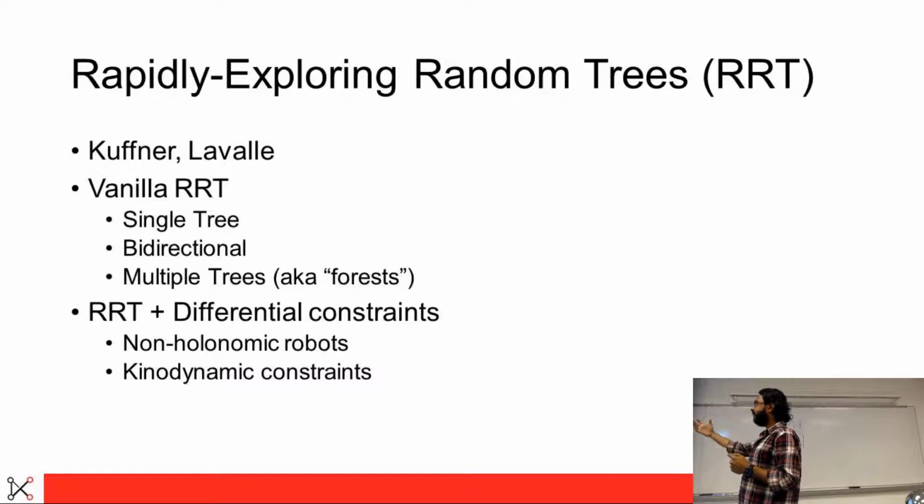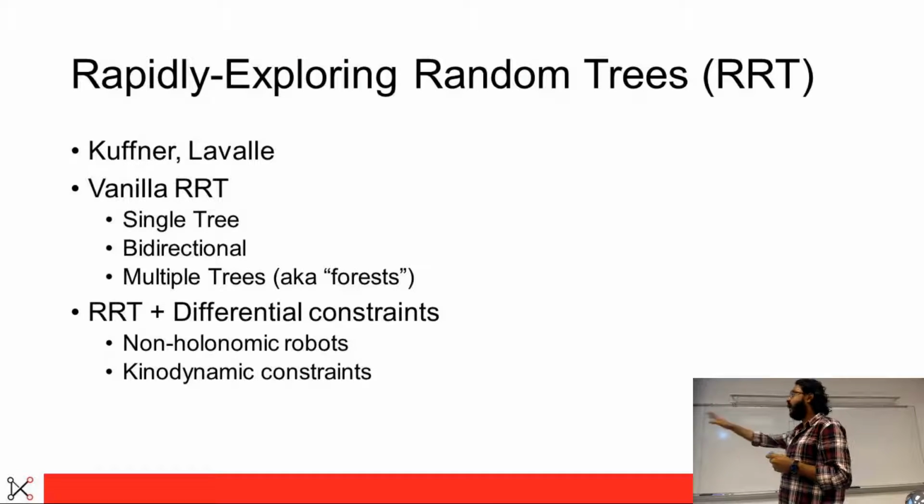Now, you can incorporate those constraints into RRT to give you directly a valid trajectory. Let's say you have a car, right? You want the car to go from point A to point B. RRT will give you the path, right? But the car might not be able to take a turn at a certain juncture, right?